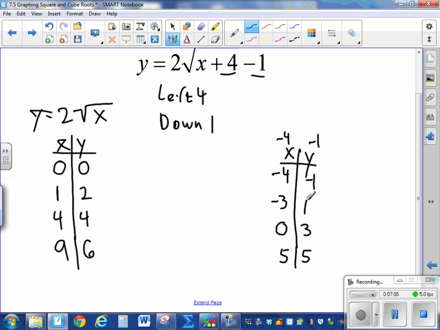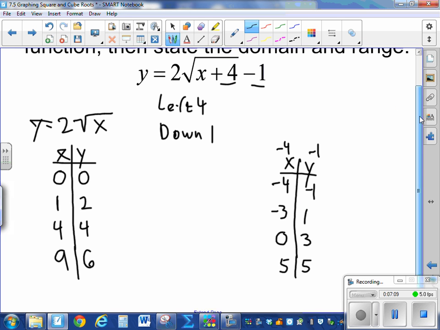Now, to make sure that you're getting this right, you could always plug back in and see if it's working out. So for example, if you wanted to test and make sure that you plugged in the 5 correctly, if you take this 5 and put it into the original, 5 plus 4 is a 9. The square root of a 9 is a 3. 3 times a 2 is a 6. Minus 1 is a 5. So 5, 5. Looks like we did it right.